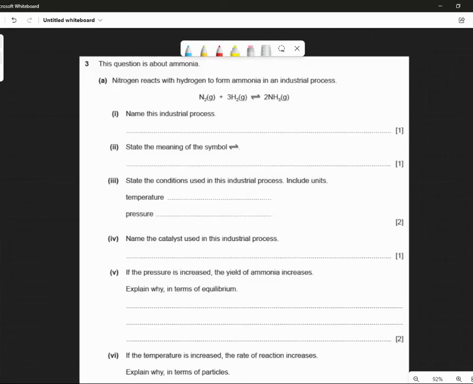All right, we've got nitrogen reacts with hydrogen to form ammonia. Name the industrial process. This is called the Haber process. Interesting video if you want to watch about Fritz Haber on Vericitium, the YouTube channel. It's a really interesting one about him.